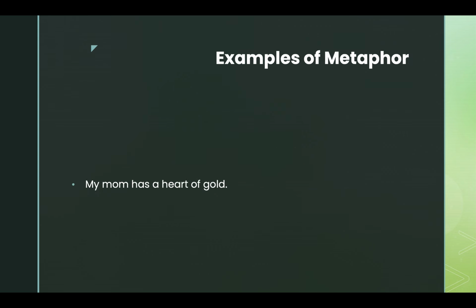Let's take a look at some examples. What I want us to do with these is look at the sentence and discuss what the metaphor is. What are the two things being compared? So let's go. My mom has a heart of gold. Your mom's heart is being compared to gold. Gold is something precious. So you're saying that your mom is a very precious person in terms of the kind of heart or the attitude that she has towards people.